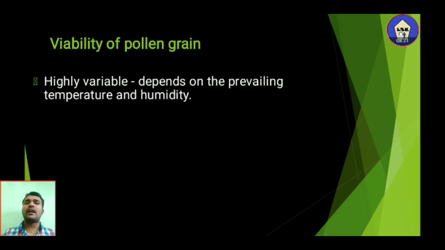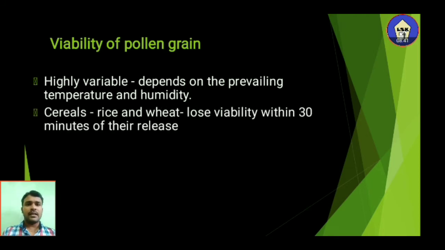The viability of pollen grain is highly variable. It varies from species to species. It depends on the prevailing temperature as well as humidity. Not only the internal factors, even the external abiotic factors such as temperature and humidity determine the viability of the pollen grain. In cereals such as rice and wheat, the pollen grains lose viability within 30 minutes of their release. Once they are released from the anther, they can retain their viability only up to 30 minutes.